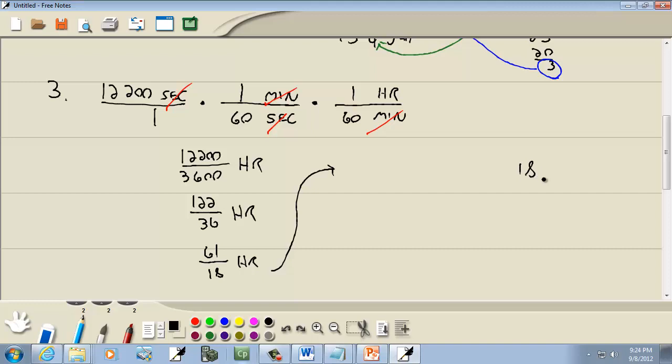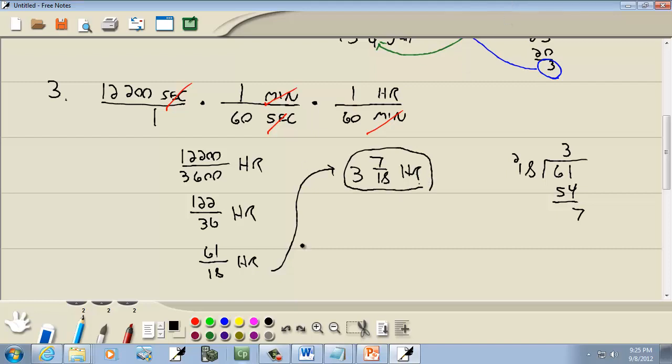And again, I can do my division here. 18 goes in that 1, 2, 3 times. Yeah, 3 times. It gives me 4, 2, 3, 4, 5, 6, 7. So this would be 3 and 7/18 hours. If they want decimal, then you put in decimal, and so forth.